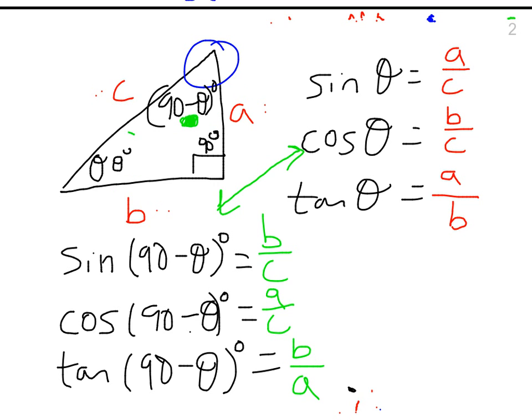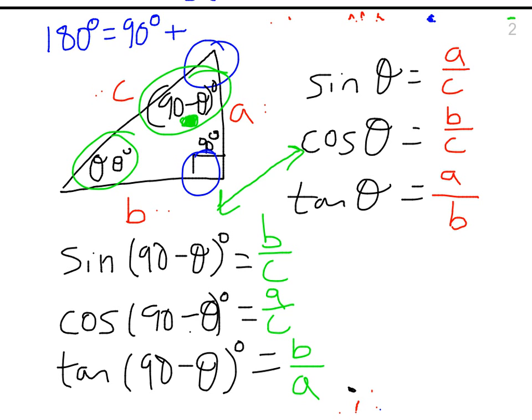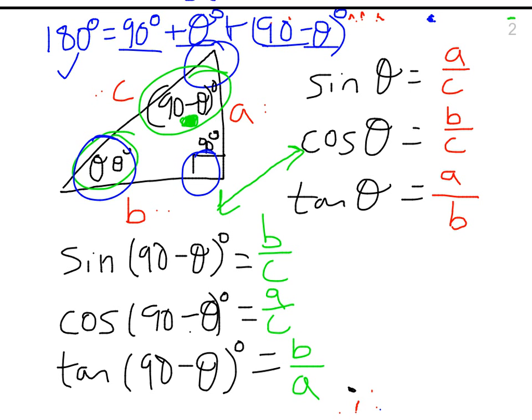All we did was recognize that if this is theta right here, then this angle has to be 90 minus theta, because that's the only way we can get this whole thing to add up to 180. 180 degrees equals our right angle, which is 90 degrees, plus our angle theta degrees, plus our last angle, which in order for this statement to be true has to be 90 minus theta. That way 90 plus 90 is 180, plus theta minus theta is 180. Our equation's true. So that's the only way it can be. This guy has to be 90 minus theta.